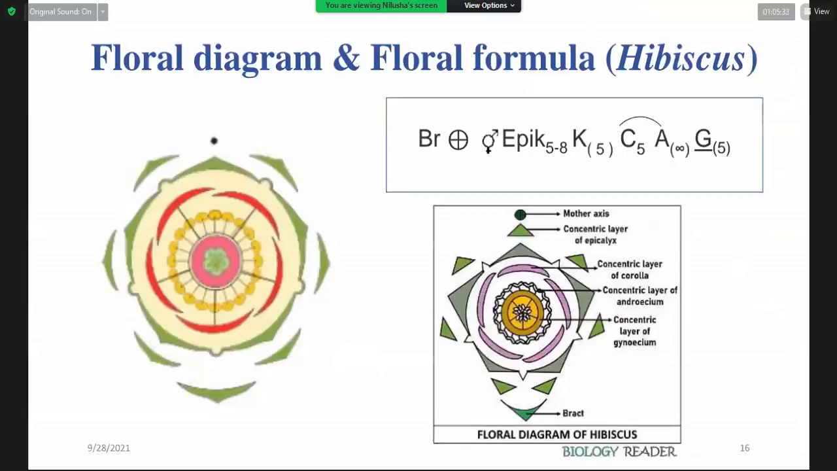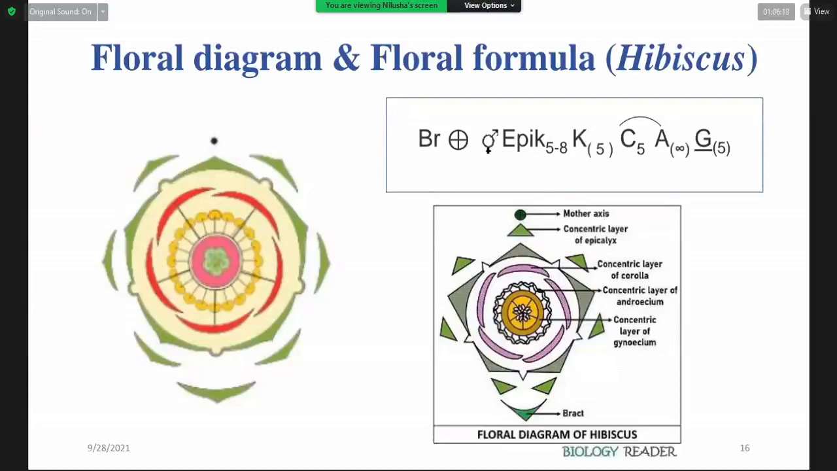Here, I already told you this flower has bracts, so we want to draw bracts. In the second picture you can see below the flower, below all the floral parts, there are bracts, so we draw the bracts. In the formula we write capital B and small r for the bracteate flower. Is it okay? Yes, ma'am.